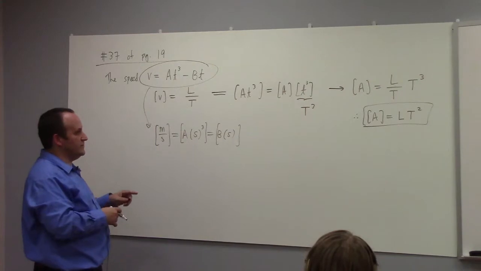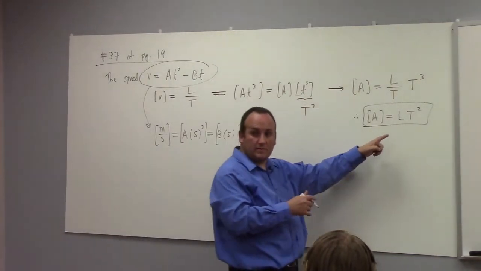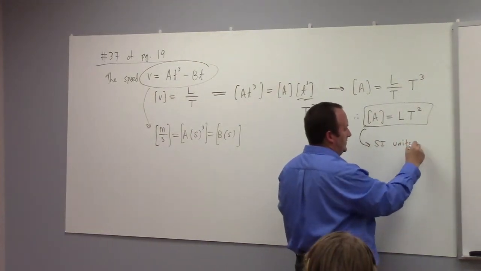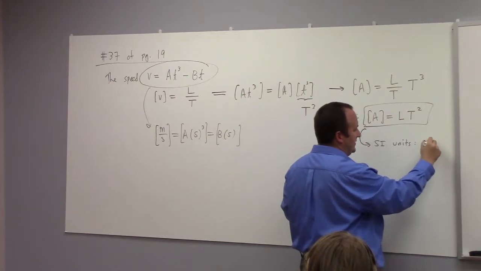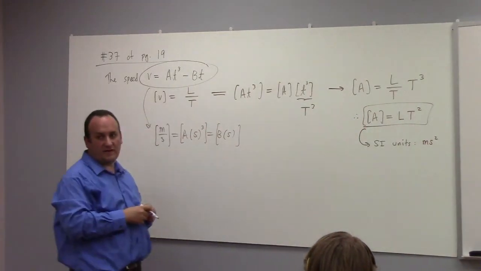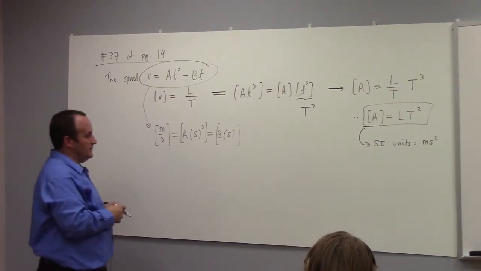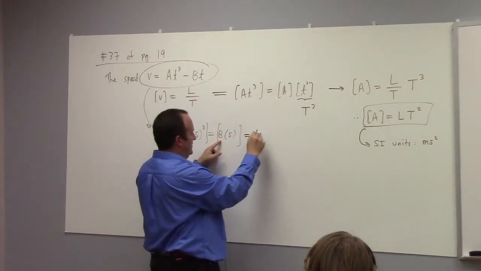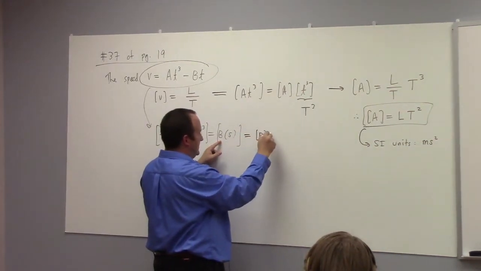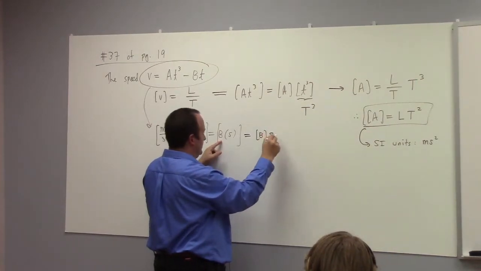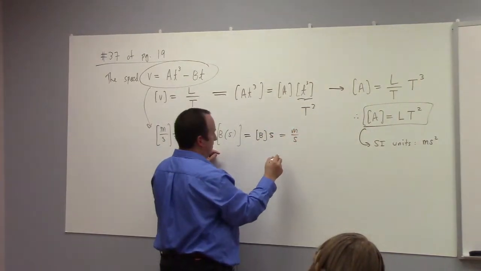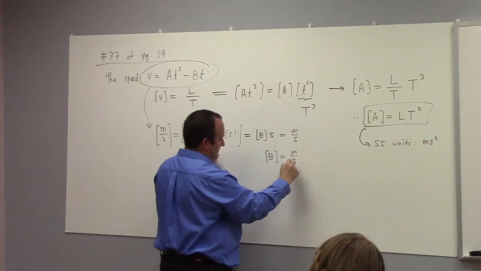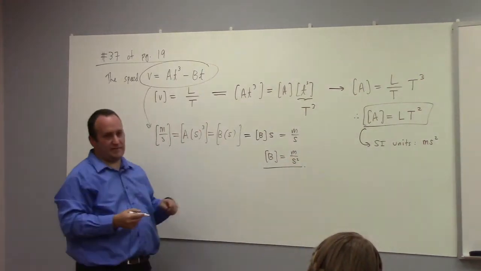Anyway, long story short, what would the SI units for A have to be? Yeah, you said meters times second squared, right? Meters times second squared would be the SI units for A. How about B? So this over here would be whatever the SI units or dimensions are for B times the second, right? So that's meters per second. I'm sorry about my notation here.